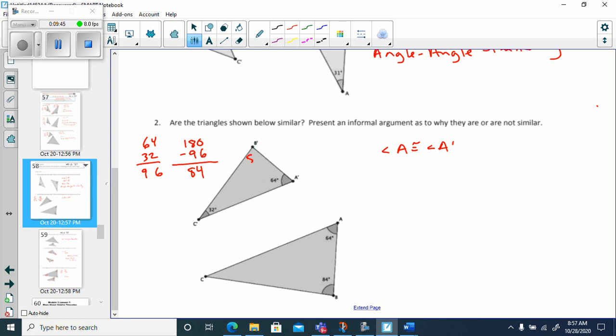This angle is 84 degrees. Angle B and angle B prime are 84 degrees, so they're congruent, aren't they? I've got two sets of corresponding angles that are congruent. So I know that these are similar. These two triangles are similar. That means they are the same shape, not necessarily the same size. And I know that because I have those two sets of corresponding angles. That's called angle similarity.